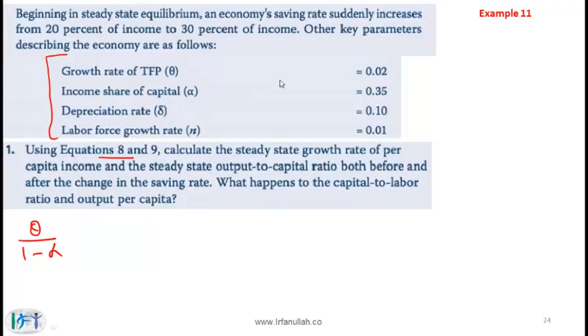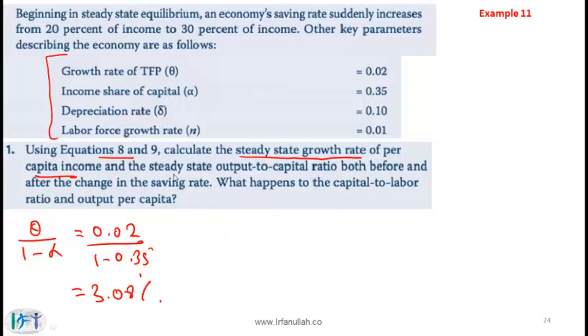The theta is 0.02. So this is 0.02 divided by 1 minus alpha, which is 1 minus 0.35, and this is equal to 0.0308, or 3.08%. So this is the predicted steady state growth rate of per capita income.